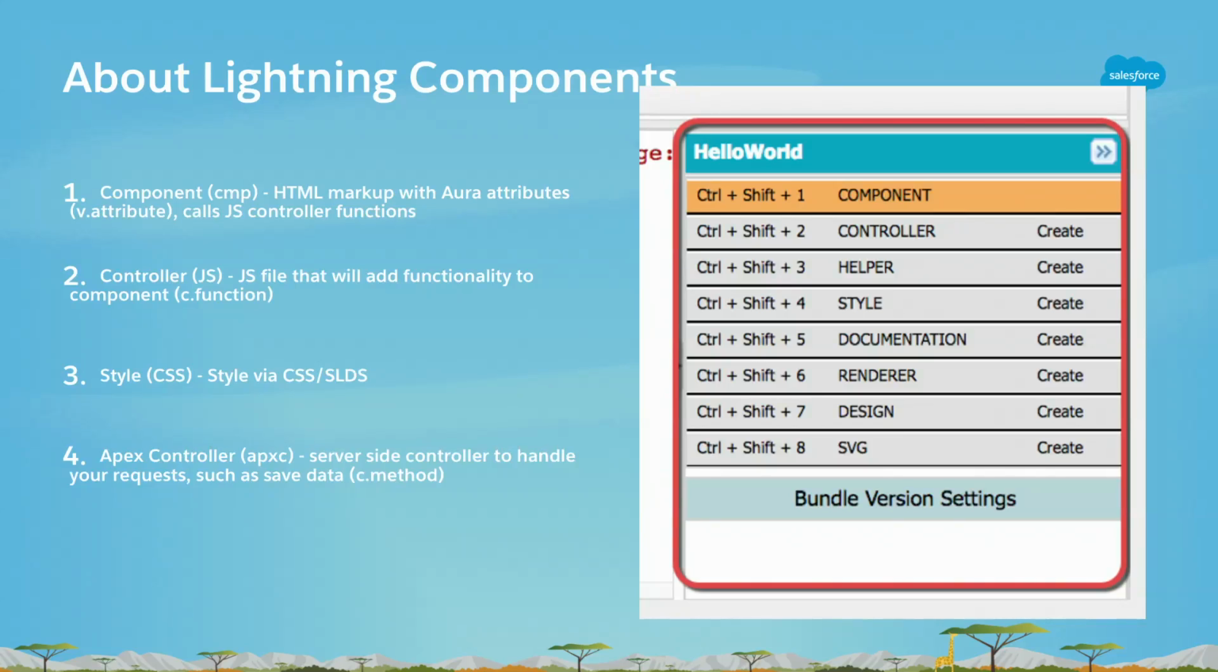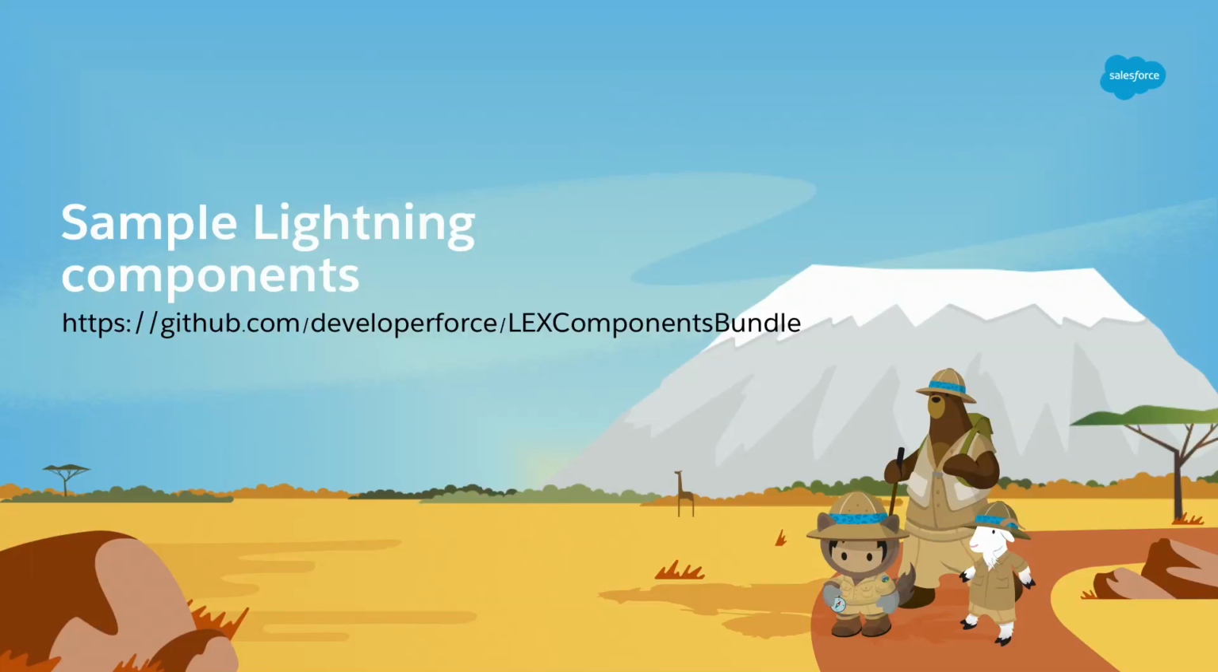So I could see in the short term, really all you have to worry about is the component file, the controller file, and potentially the CSS file. So it's actually becoming much simpler to build Lightning components thanks to everything we're doing there. So the good news for you guys is you might want to write this URL down. It's on GitHub, Developer Force, Lightning Components Bundle.